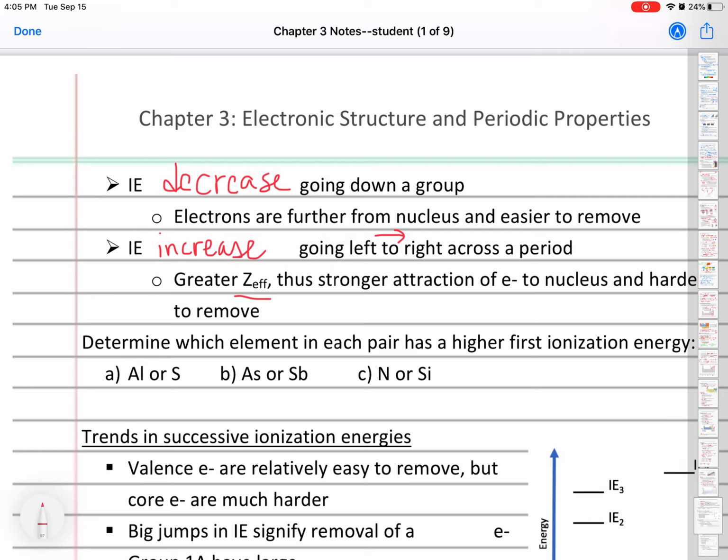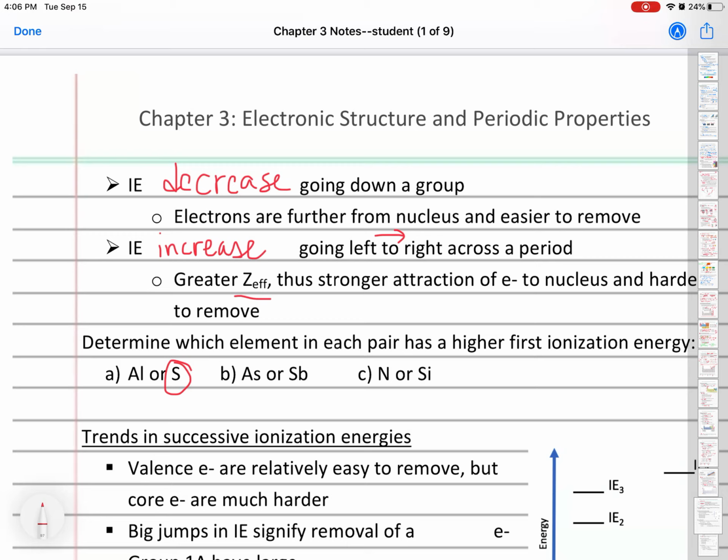So real quick question, determine which element in each pair has a higher first ionization energy. So you'll want to reference a periodic table for this. And so on the periodic table, aluminum and sulfur. So aluminum and sulfur are in the same row. Aluminum is to the left and sulfur is to the right. And so we know that ionization energy increases left to right. So sulfur being to the right, all right, is going to have the higher ionization energy.